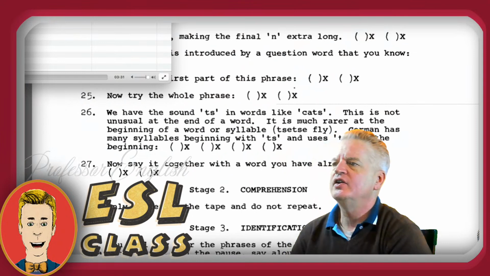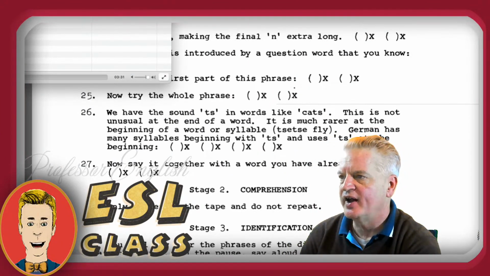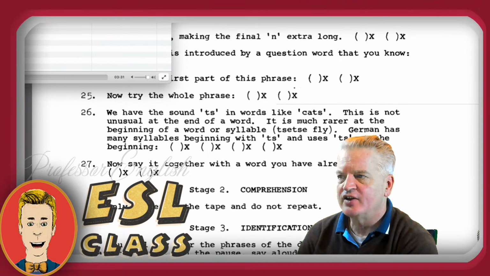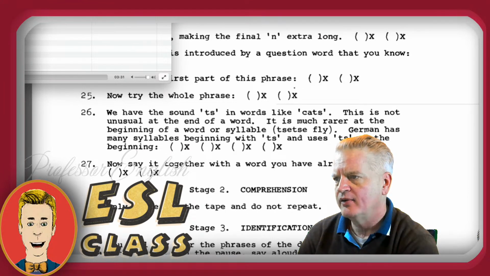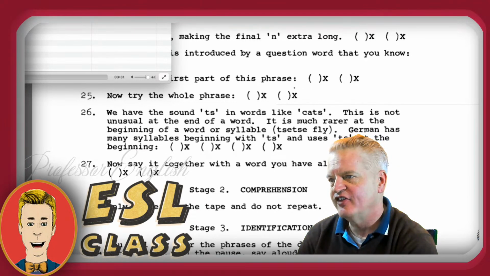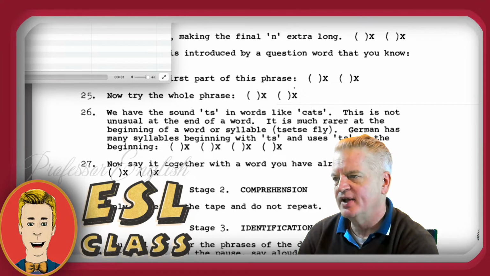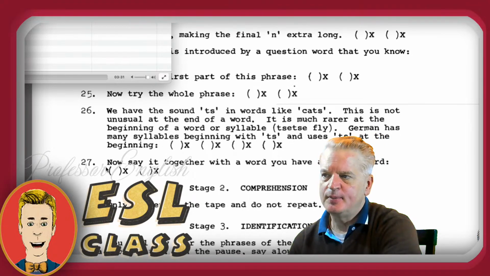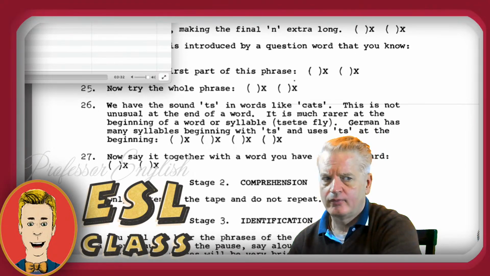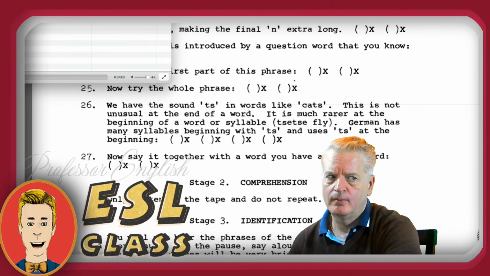26. We have the usual sound TS in words like cats. This is not unusual at the end of a word. It is much rarer at the beginning of a word or syllable. German has many syllables beginning with TS. Zum. Zum, zum.